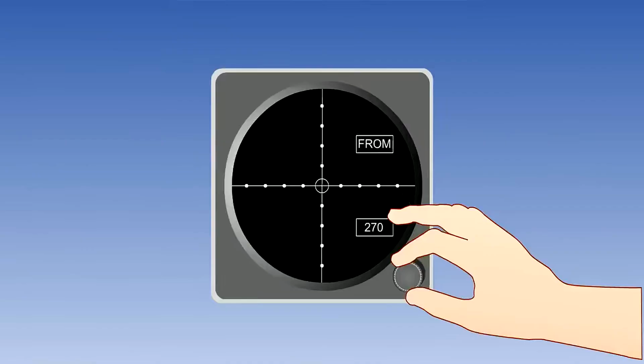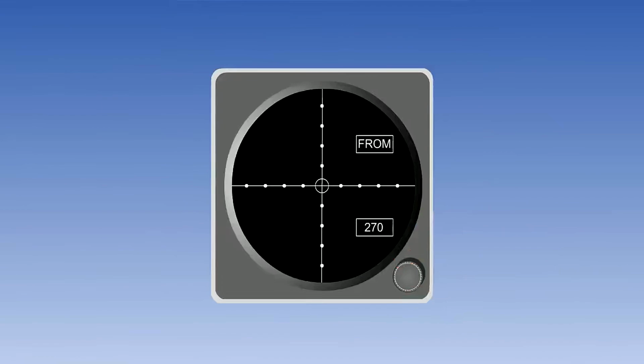As we turn the OBS slowly to set 270, the needle comes to the center of the dial, which means that the aircraft is on the 270 radial from the VOR. We could have turned the OBS in the other direction. It makes no difference, except that it is the longer way round from 130 to 270.